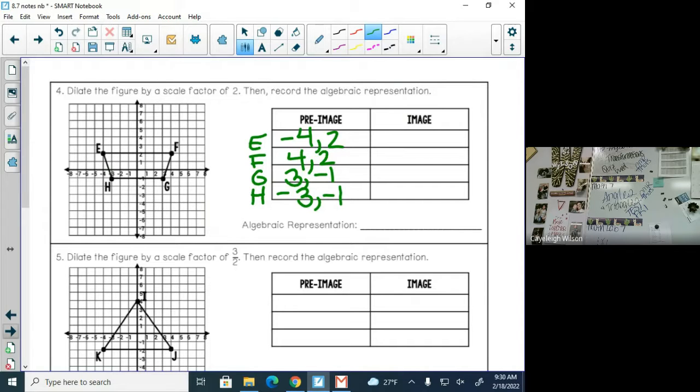All right, so scale factor of 2. I'm going to multiply both the x and the y by 2. So that'll give me negative 8, 4. 8, 4, 6, negative 2, and negative 6, negative 2. So I just multiplied all the x's and y's by 2 because that was the scale factor.